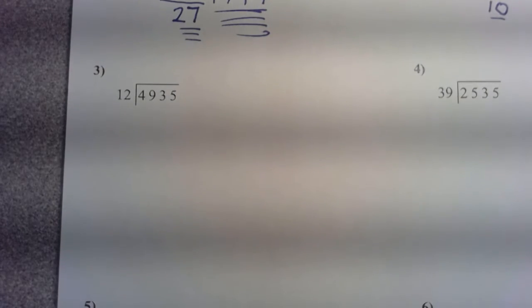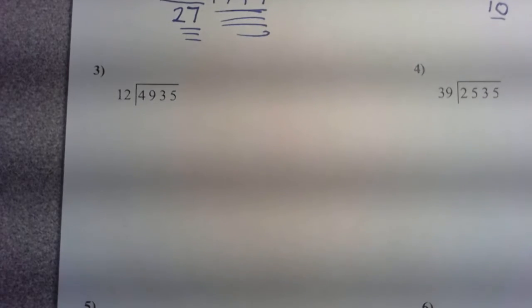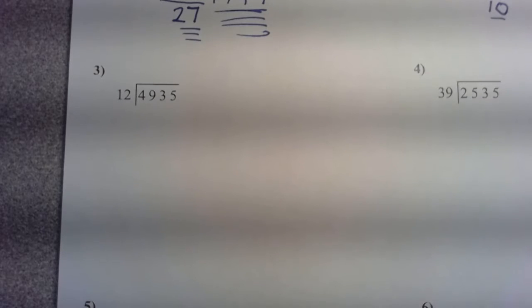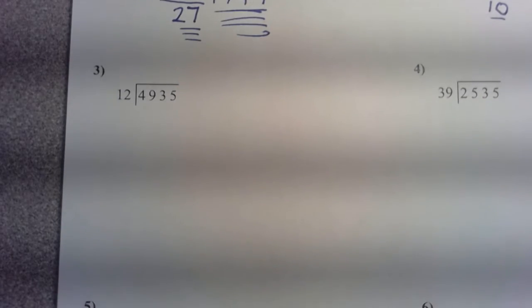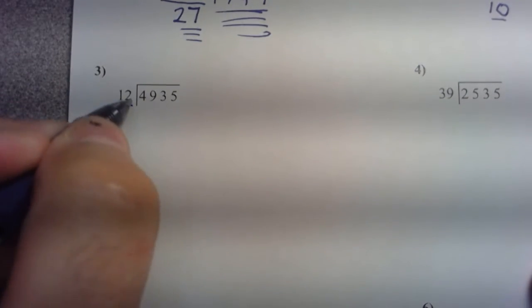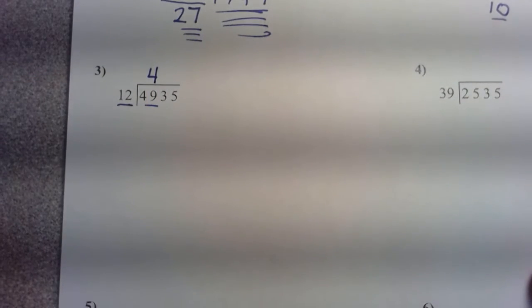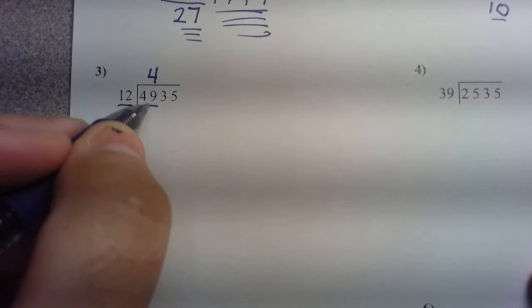Let's go with Lauren. Lauren, I don't know what you're doing with your Chromebook open. It should be in your desk like I've asked. How many times? She says 12 goes into 49 4 times. So she's right, because 12 doesn't go into 4, but it will go into 49.